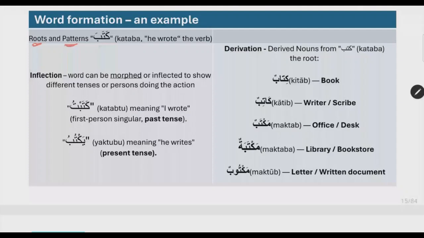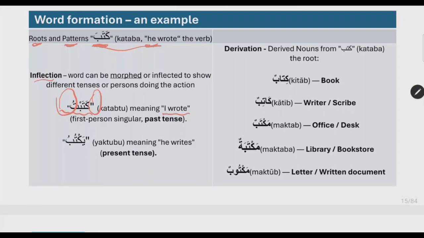If you look at the three-letter verb, kataba, this means he wrote. And through inflection, in other words, by adding something either at the beginning of the verb or at the end of the verb, we can change or morph that verb into meaning something else. For instance, this katabtu here means I wrote.